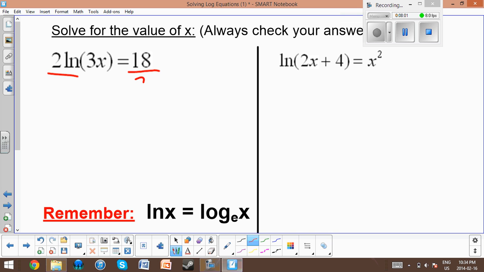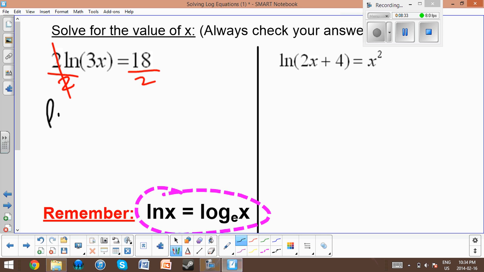Divide by 2 on both sides, we'll eliminate the 2, and therefore we would isolate the log. In this case, the log is an ln. But let's remind everybody, all an ln is is a log with base e, the natural number e. That's all that ln is. So if it makes your life easier, might as well convert that ln to log base e of 3x equals 9.